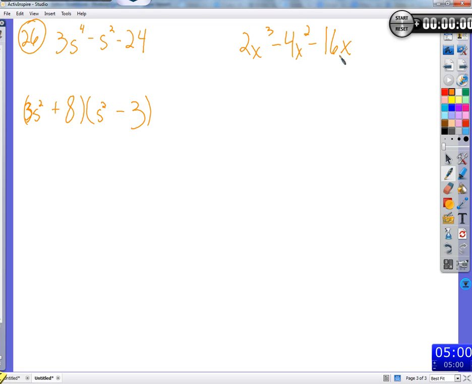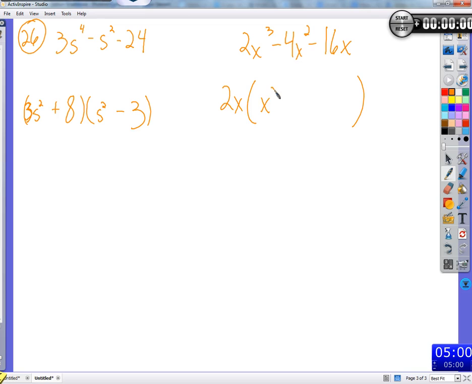So here's what we're saying. Take the 2x. This has a 2 and an x. This also has a 2 and an x. This also has a 2 and an x. Right? And those are the biggest common factors that you can find out of all of them. And what we put in the parentheses here is what's left over. If we were to distribute this back into the parentheses, we should get this.